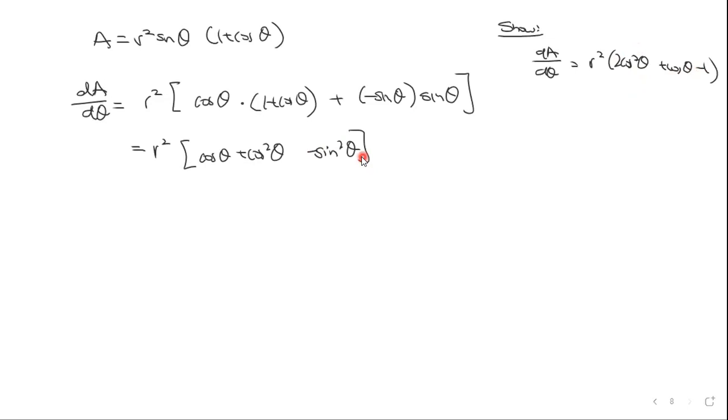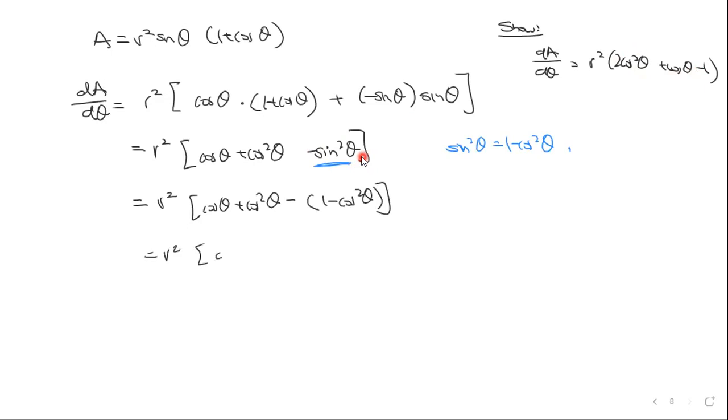So what we basically need to do is get rid of the sine squared. And you should hopefully be comfortable with the fact that sine squared is 1 minus cos squared theta. So that means r squared is cos theta plus cos squared theta minus 1 minus cos squared theta. And with a bit of algebra, you have that. So first derivative is done as required.